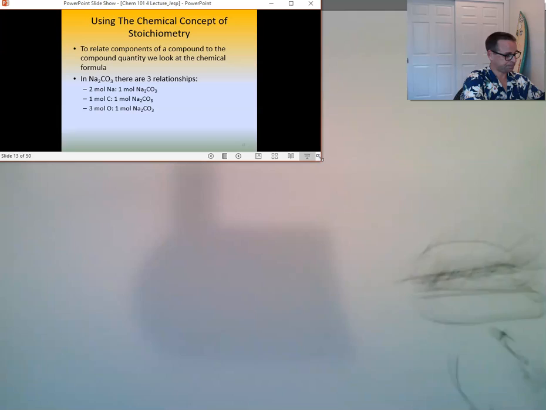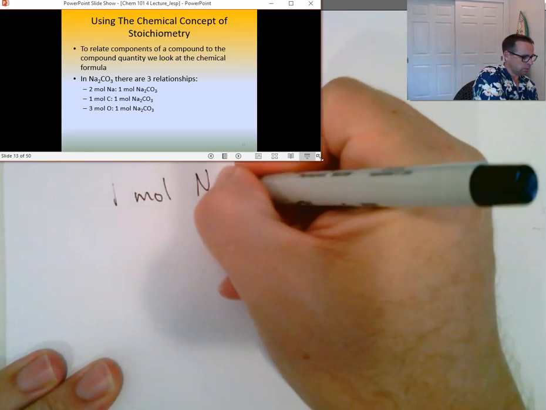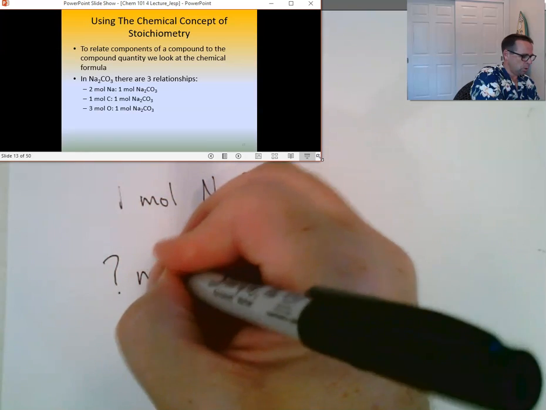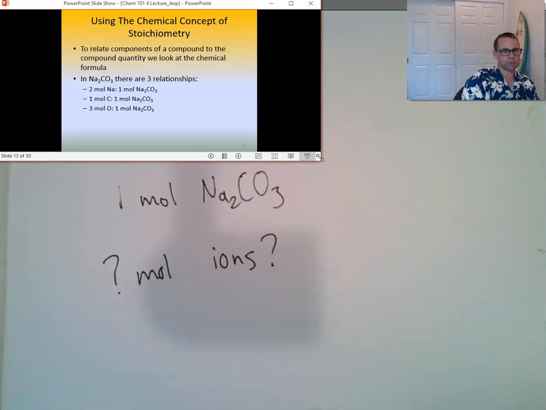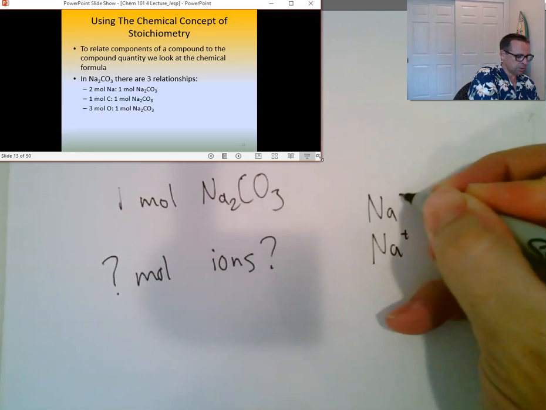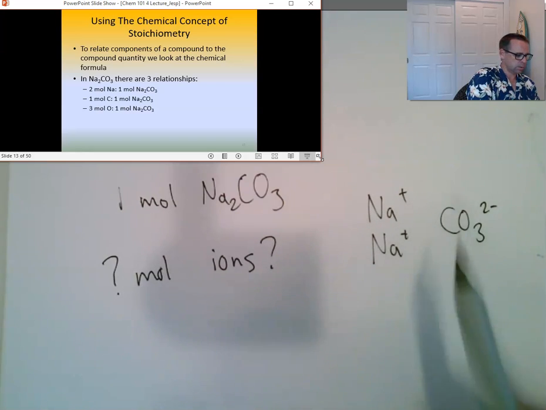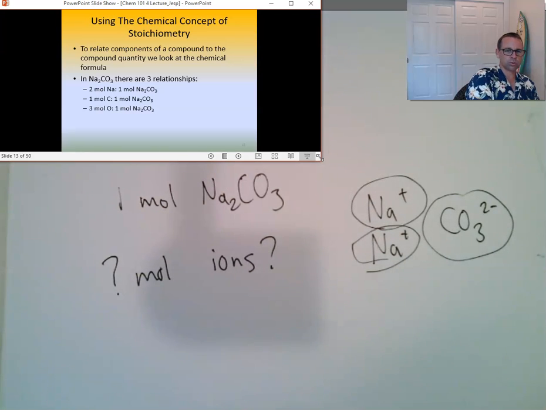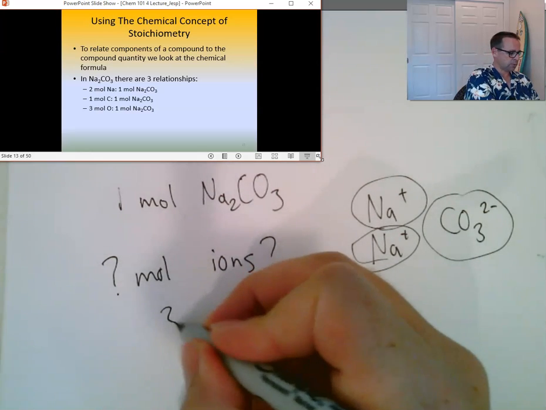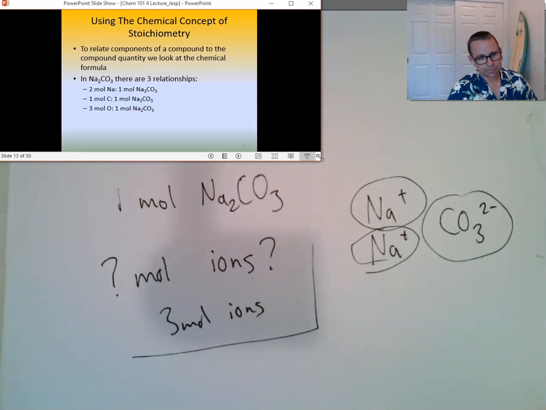Okay, so let's talk about that a little bit. If I have 1 mole of sodium carbonate, Na2CO3, how many moles of ions do I have? Well, each mole of this material is made up of 2 of these sodiums, right? That's what that says, 2 of these sodiums, and 1 of these CO3 2 minuses. So that's a total number of ions, 3. 3 different ions. So how many moles of ions do I have if I have 1 mole of sodium carbonate? I have 3 moles of ions. Can you see that? Okay.